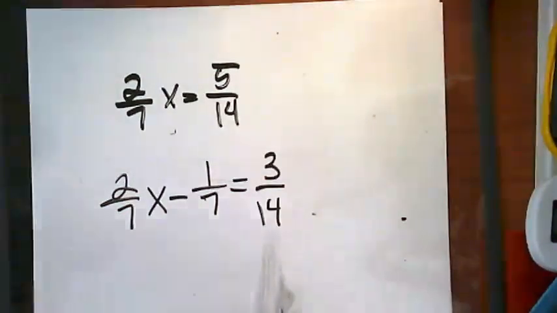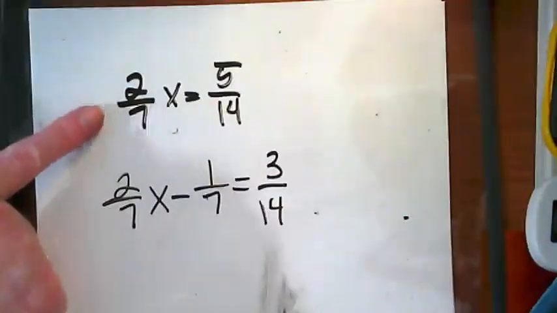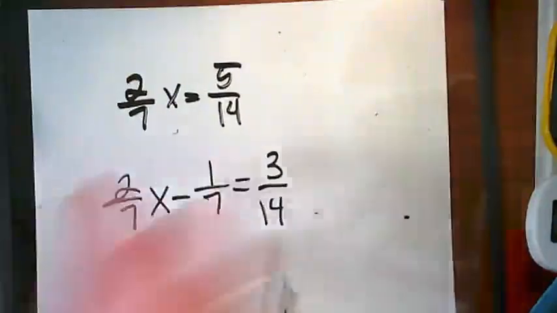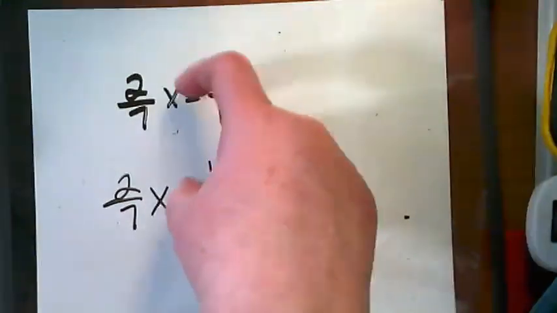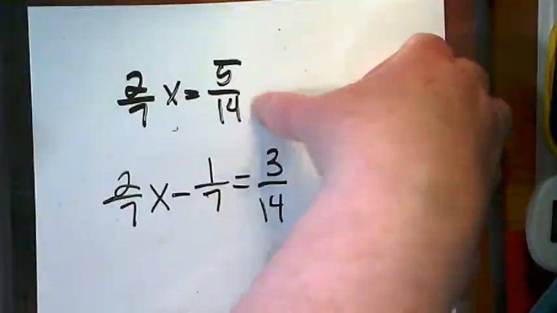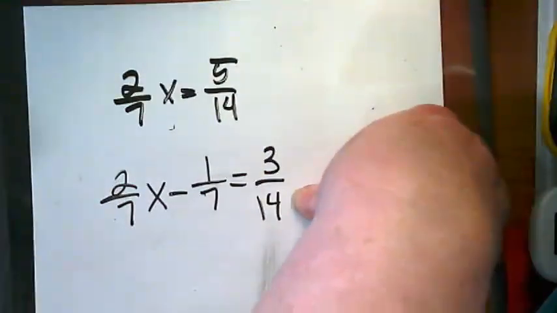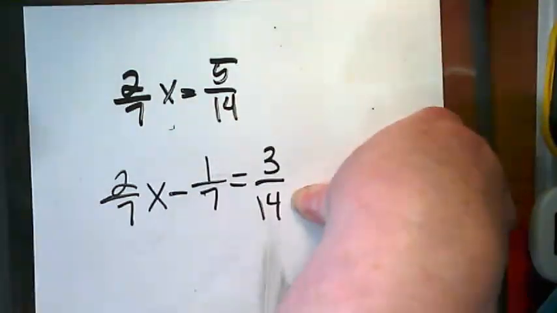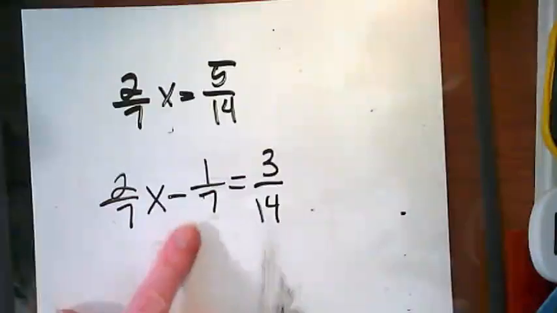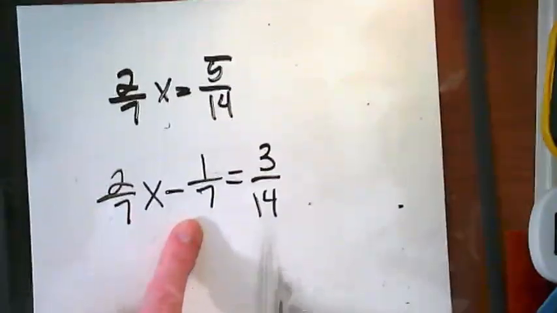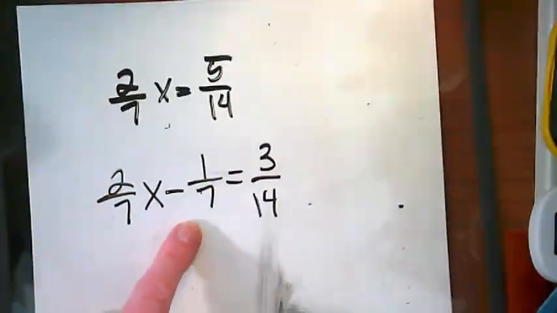Equations that seem to go together, because I'm looking at this 2/7 and this 2/7, and they're both attached to an x, and I see a denominator of 14 here and a denominator of 14 here, and I think that these go together. This 1/7 I think is making the difference between the two of them. Can we start to see where it's going to probably happen here?